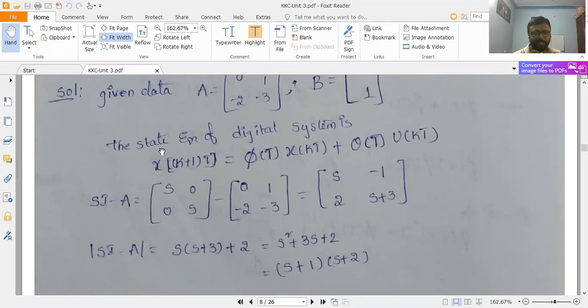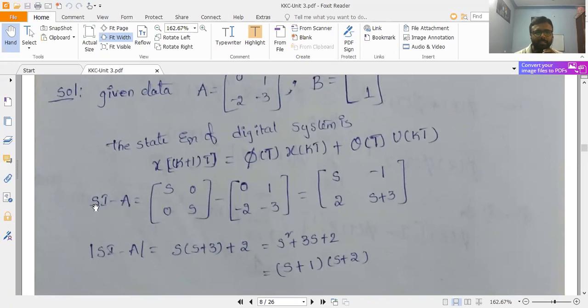So the state transition matrix is going to be represented, with the help of the formula, as the Laplace inverse of (sI minus A) whole inverse. So sI minus A is going to be represented as: s is nothing but the variable, and it is going to be multiplied with the identity matrix, minus A.